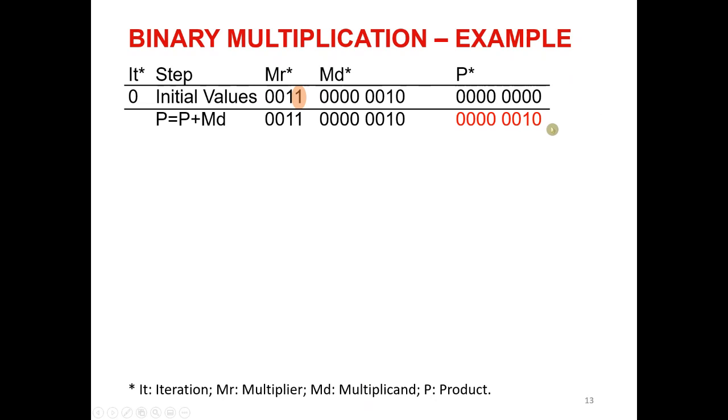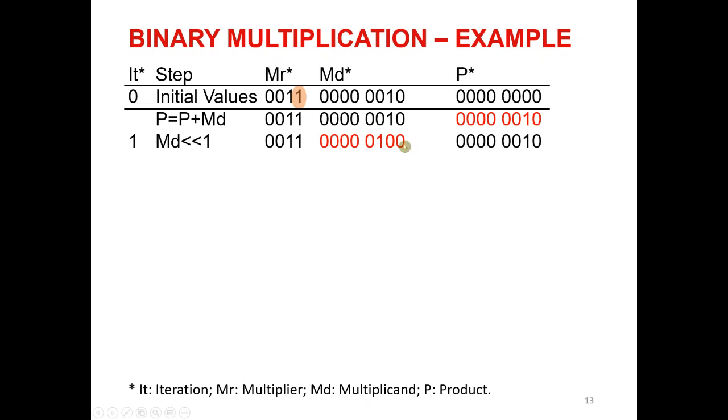So the next step will be shifting the multiplicand register 1 bit left. So this register here, we shift it 1 bit to the left, and we introduce a 0 in the rightmost bit.